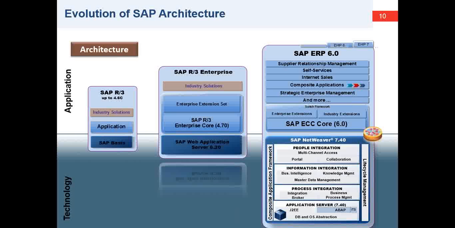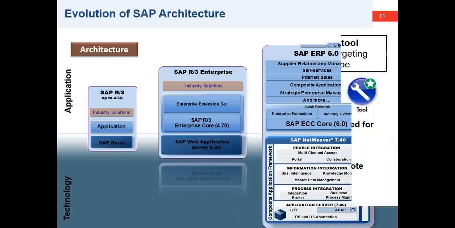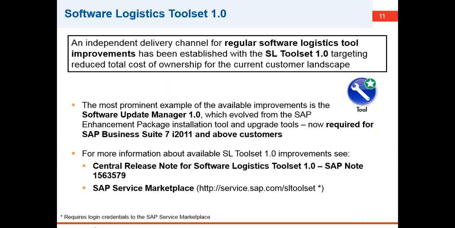All right, so let's talk about some tools. Software Logistics Toolset 1.0. SAP has established an independent delivery channel for regular software logistics tool improvements. That was established with SL Toolset 1.0, basically targeting a reduced total cost of ownership for current customer landscapes. The most prominent tool in the arsenal is SAP's Software Update Manager, or SUM. As you can see on the screen, it is now required for SAP's Business Suite 7 Innovations 2011 and above.